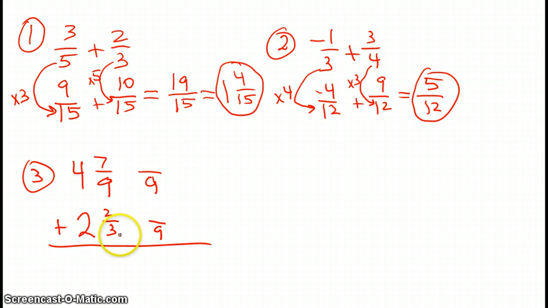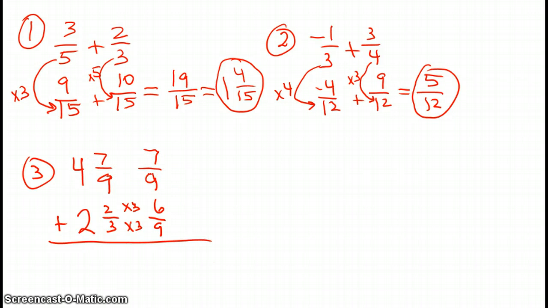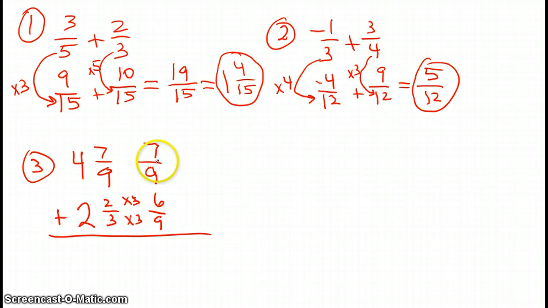Okay, same thing. You need to multiply. You need to think 3 multiplied by what makes 9? Of course, that would be 3. You need to do the same thing on the numerator. 2 times 3, of course, would be 6. Well, this one's easy. 9 times 1 makes 9. Of course, 7 times 1 would just stay 7. And then lastly, you would just add here. 7 plus 6 is 13 over 9. And you gotta remember to add the 4 and the 2. Of course, you would get 6 over here.